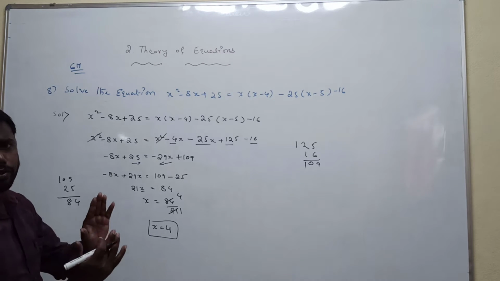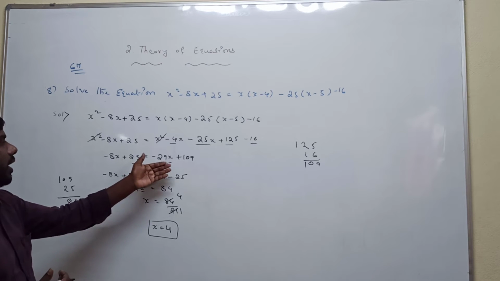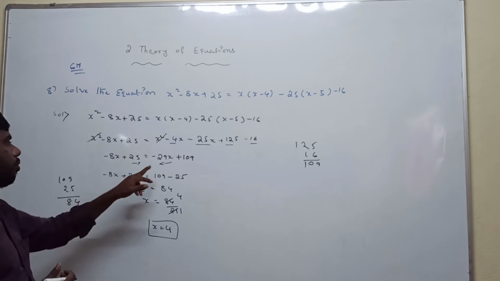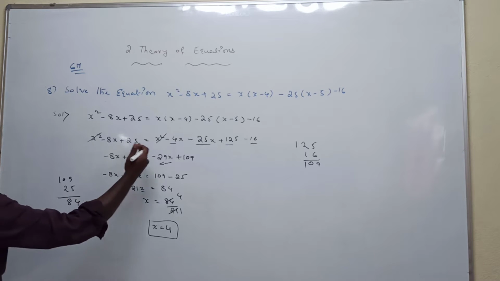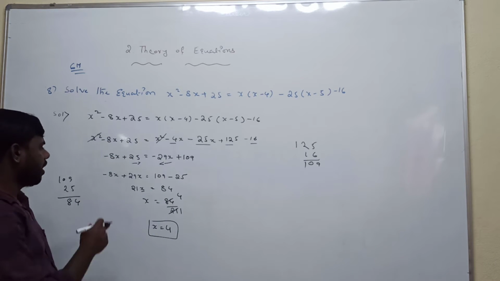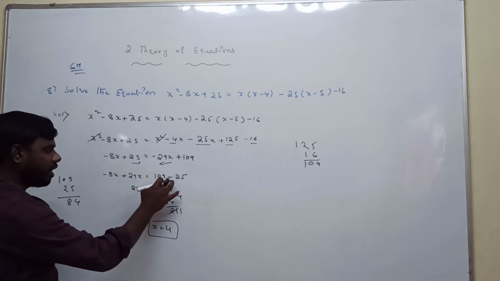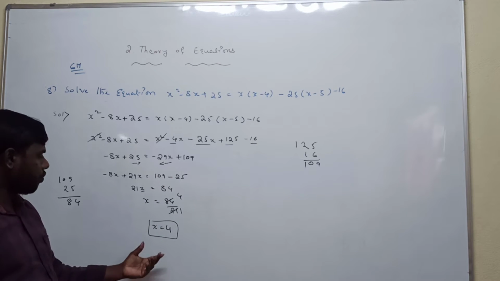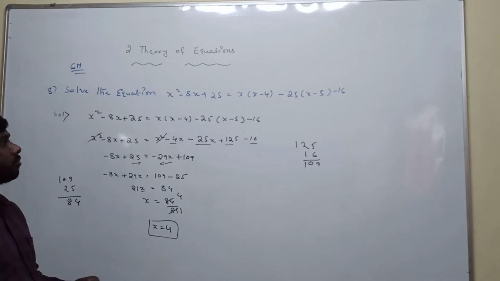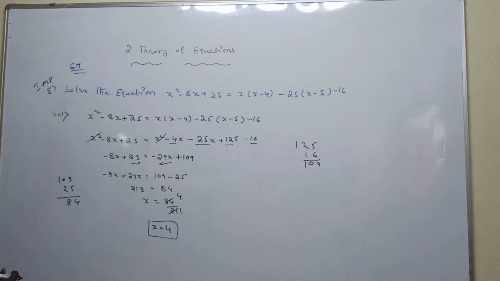Now take the x variable to one side and the constant value to the other. The right hand side x variable we take to the left side: minus 29x becomes plus 29x. Plus 25 taken to that side becomes minus 25. Now minus 8x plus 29x is plus 21x. 109 minus 25 is 84. 21 times 4 is 84. So finally we got the x value. This question is very important. Everyone understood? Is it clear? The next question.